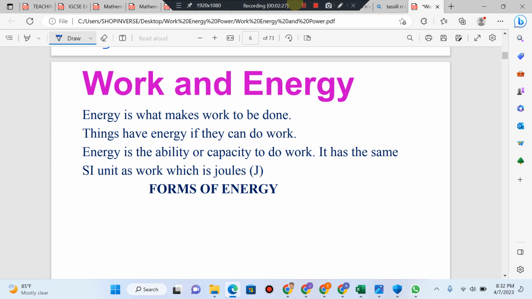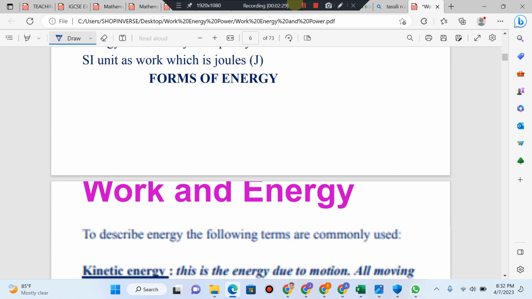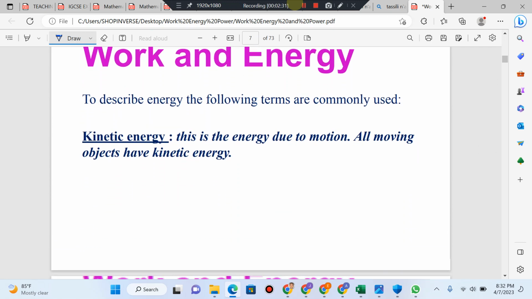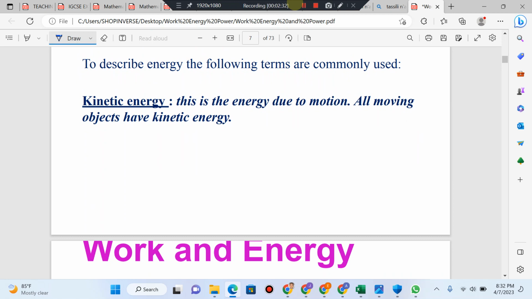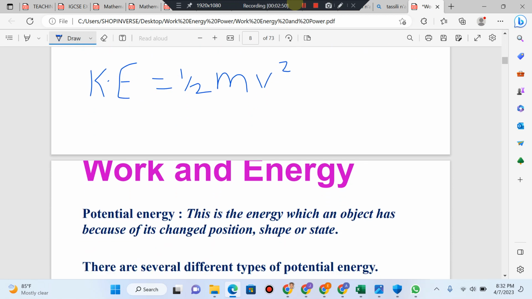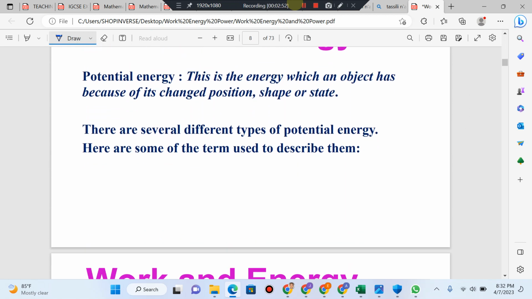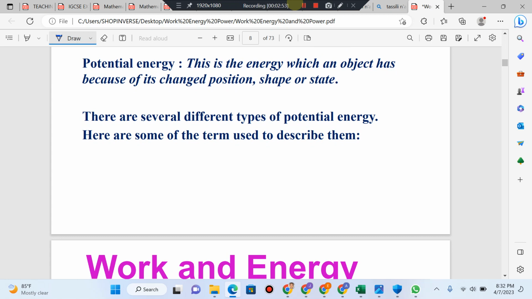We also talked about energy. We define energy as what makes work to be done. Yes, energy is the capacity to do work. And we talked about different forms of energy. We talked about kinetic energy as the energy due to the motion of a body. Kinetic energy is the energy possessed by objects in motion. And we said the formula for calculating kinetic energy is half mv squared, where m is the mass and v is the velocity.